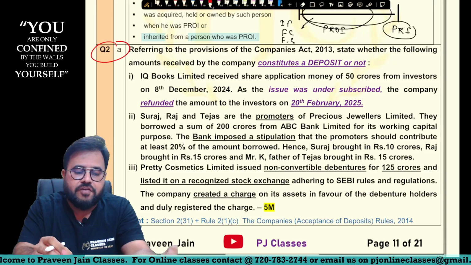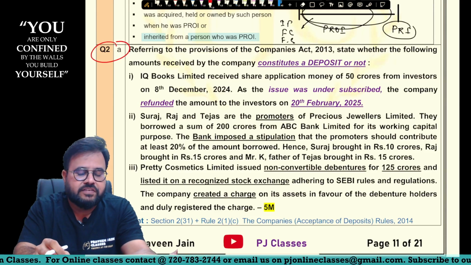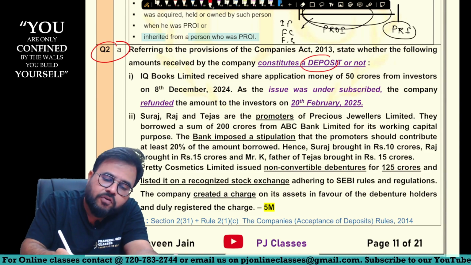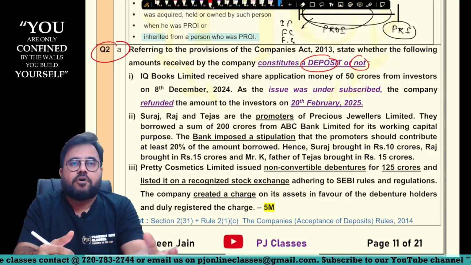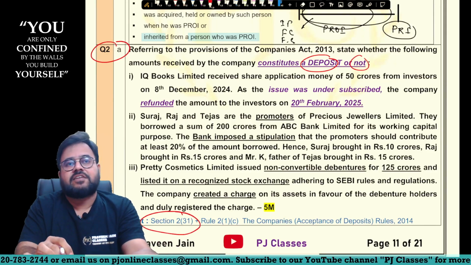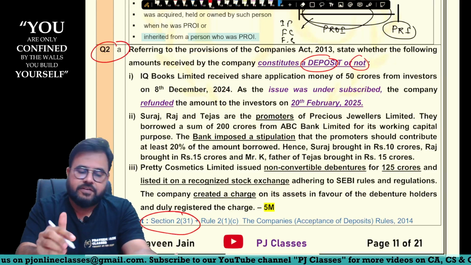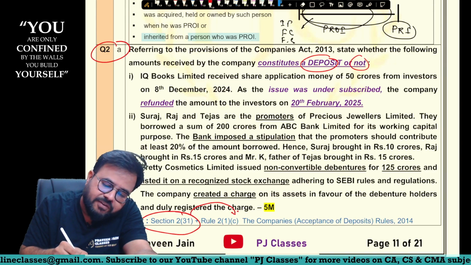Referring to the provisions of Companies Act 2013, state whether the following amounts received by the company constitute a deposit or not, sir. Now, for deposit we have Section 2 clause 31, sir. If you read this definition, you will find any receipt by the company is a deposit, sir. Now, for that we gave some exceptions, sir.